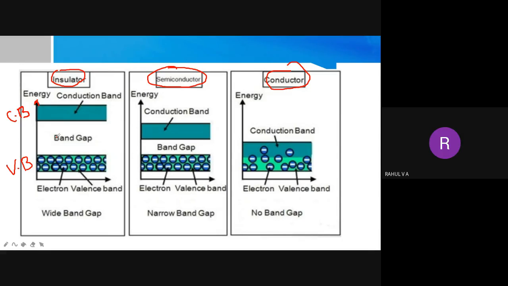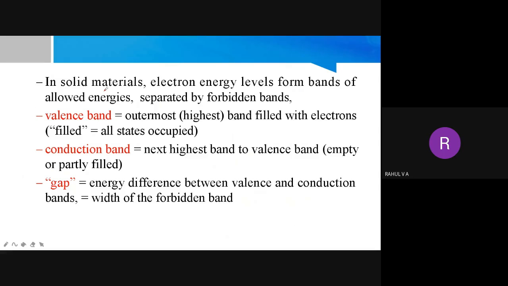Okay. So band gap, valence band means, of course, for every material it is the outermost orbit. Okay, outermost energy, where there will be a lot of electrons, or where there will be a lot of charge carriers. So that is called the valence band. And conduction band means the band where free electrons are available. Okay, we will see each definition. In solid material, the electron energy levels form bands of allowed energies separated by a forbidden band. Okay, we'll see that valence band means it is the outermost band filled with electrons.